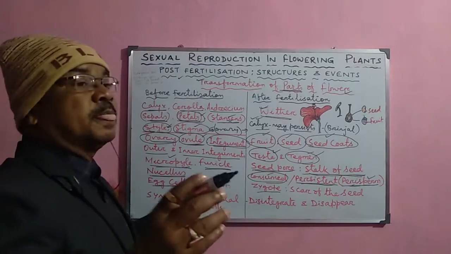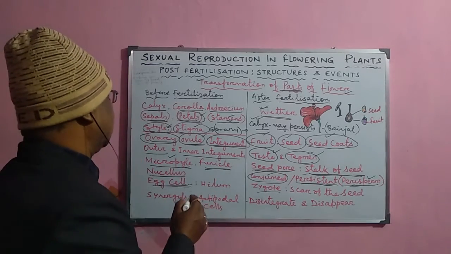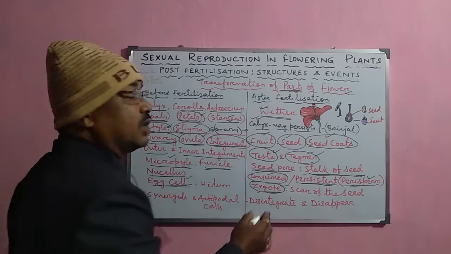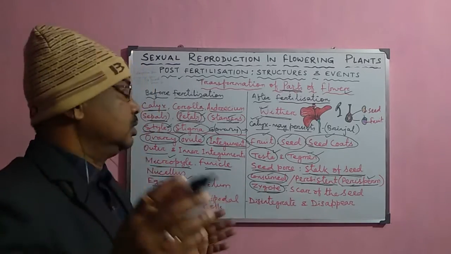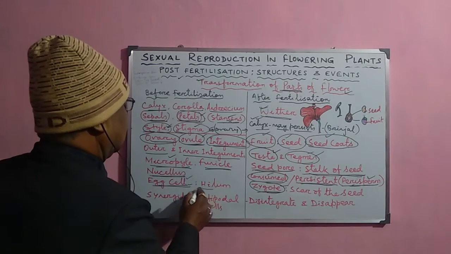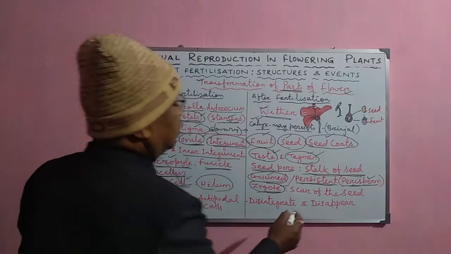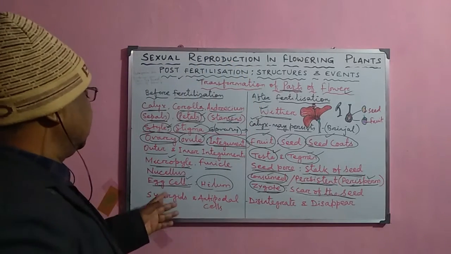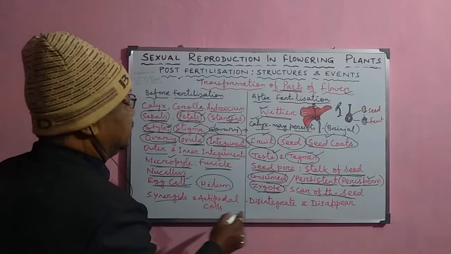During syngamy, the first pollen fuses with the egg cell to form the zygote, and later on this zygote develops into the embryo. Now the hilum of the ovule develops the scar of the seeds, and after that the synergid cells normally disintegrate.